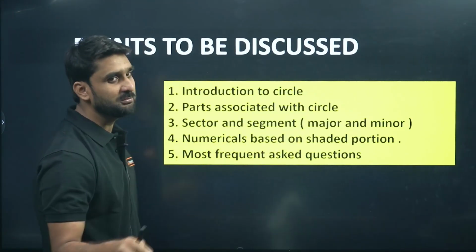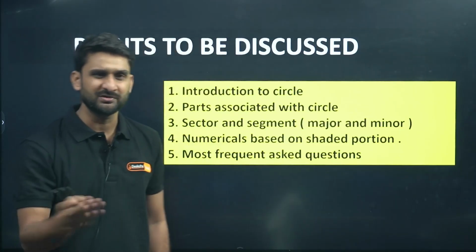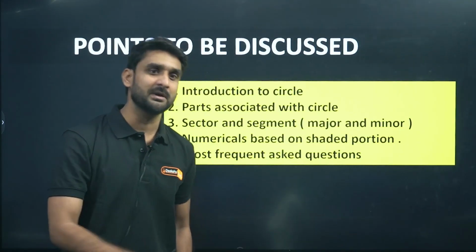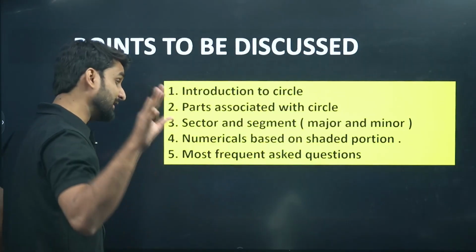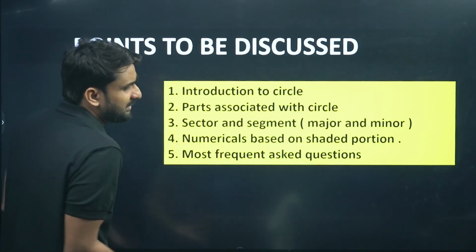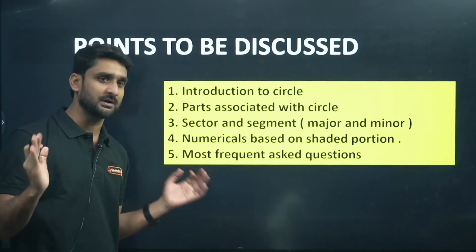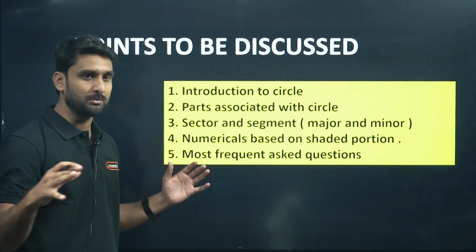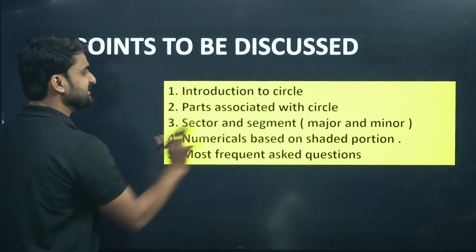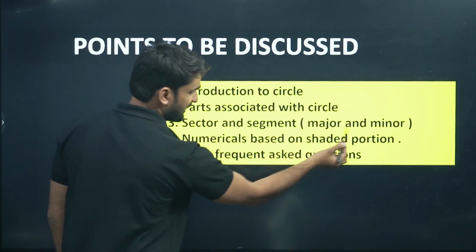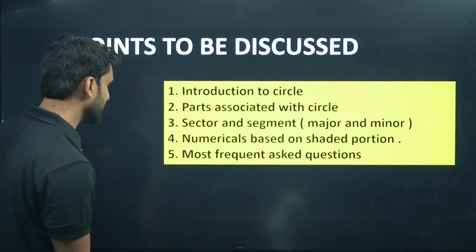There are so many parts associated with a circle: center, diameter, chord, secant, tangent, sector, segment, and many more. You must know the basic definition of a circle, but you should know the concept of a circle, so we are going to talk about it in depth. The third point is sector and segment. We are going to talk about major and minor sector. There are two types of sector here, major and minor sector.